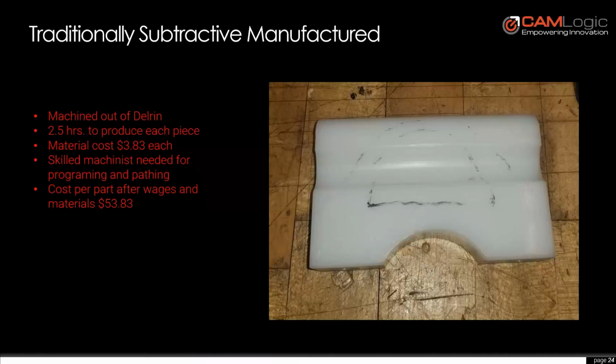And then you also have to consider that you need a skilled machinist to do your programming and pathing and sit there and watch this machine. So if you take the estimated wages of your machinist, the cost of the part, and the machine hours, that ends up being about $55 to make this part out of Delrin, which it really didn't need to be made of, but again, that's what they've always done. So that's what they continued to do until we started to displace these types of tools using additive manufacturing. So just look at that cost per part at $53.83 machined out of Delrin. Again, that's the estimated cost for machine, material, and labor.